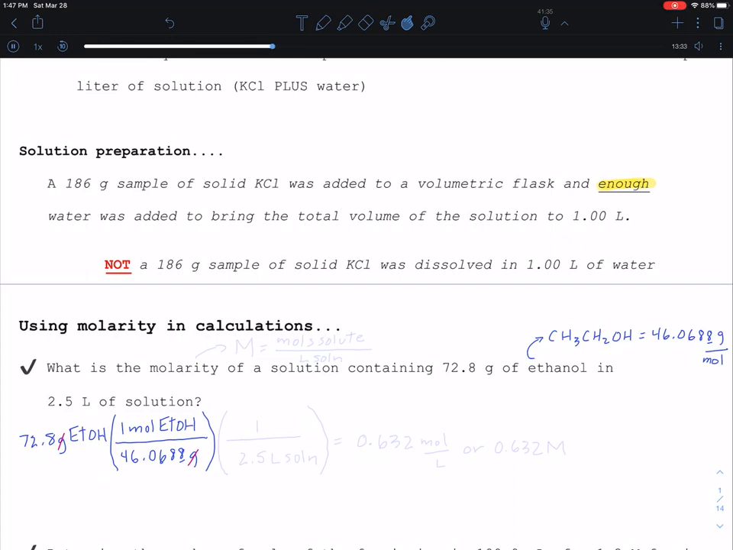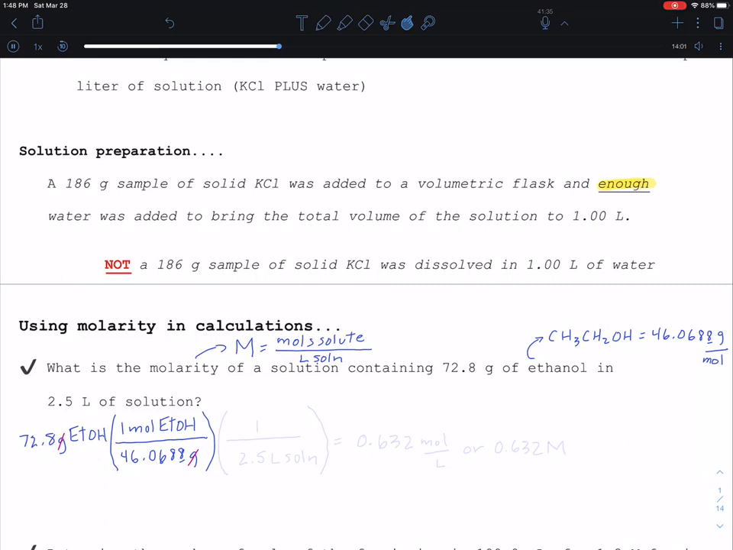But that's not what they're asking us to do, is it? They're asking us to calculate the molarity. And the molarity, big capital M, is the moles of solute per liter of solution. So in this case, we're talking about the moles of the ethanol, and the liters of solution are given to us.